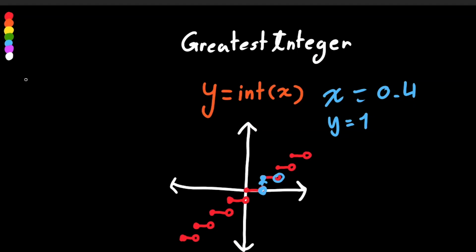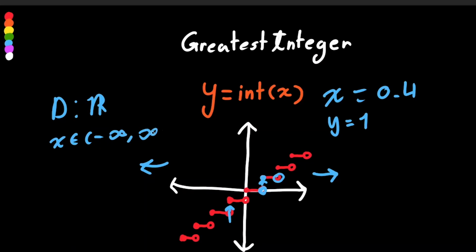Because this function goes infinitely on the negative side and infinitely on the positive side, infinity to the left, infinity to the right, and because every open dot is accounted for by another vertical closed dot, the domain is actually continuous, meaning that the domain includes all real numbers, just the same as the identity function. X includes everything from negative infinity to infinity. The only problem is where you get to the range.